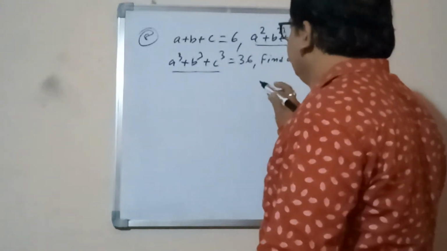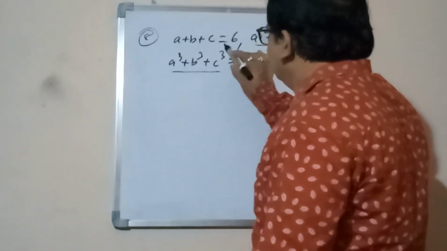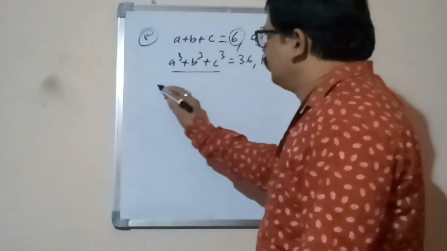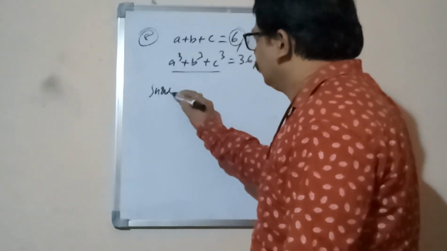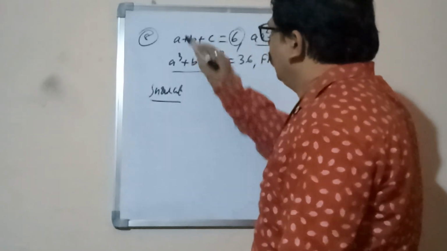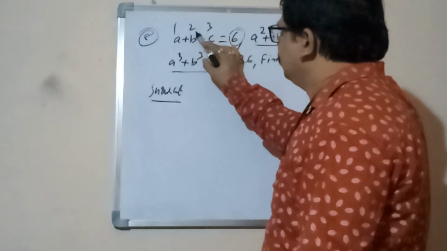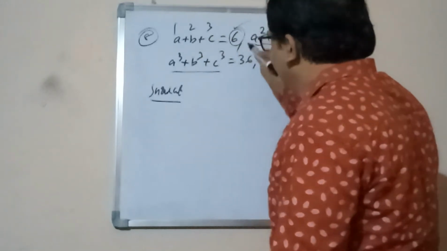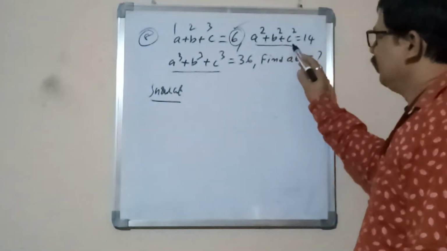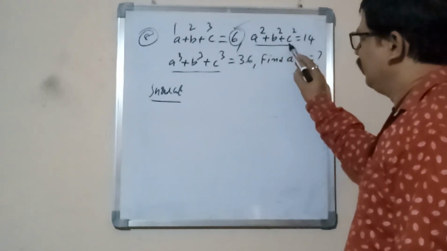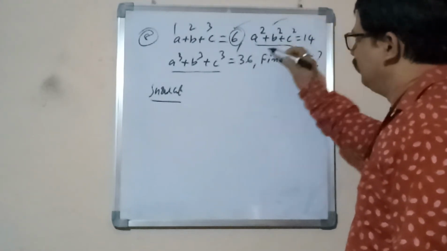First, think. You take a shortcut. Here you take 1, here 2, here 3. 1 plus 2 plus 3 is 6, satisfied, good. 1 square, 2 square, 3 square: 1, 4, 9, that is 14. This one is satisfied.